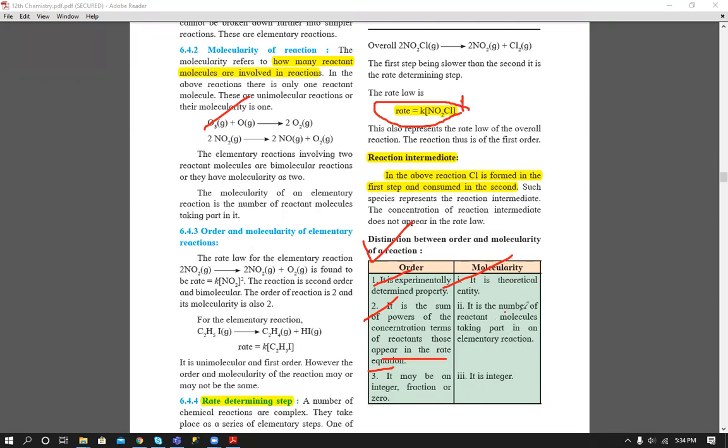But what is the molecularity? It is the number of reactant molecules taking part in an elementary reaction. Order may be an integer, fraction or zero, as we have seen while reading order of reaction, but molecularity is always an integer. It cannot be zero. If the molecularity is zero, then no reactant molecules participate. If there is no reactant, then how will you get the product? The reaction is not happening.